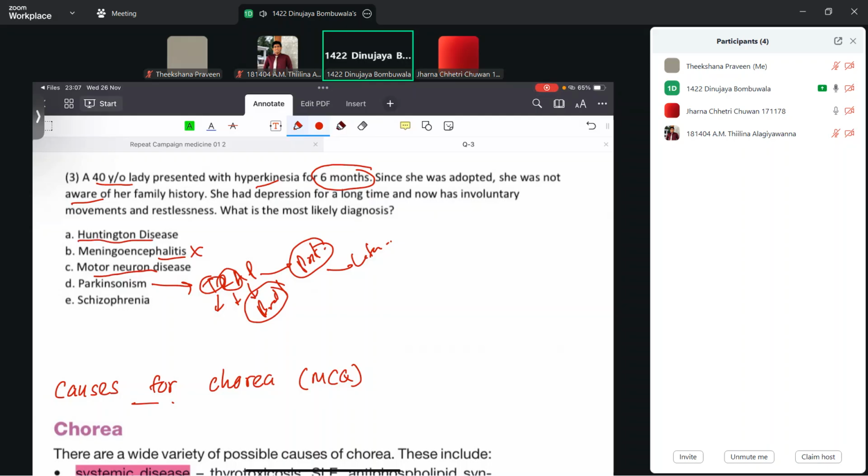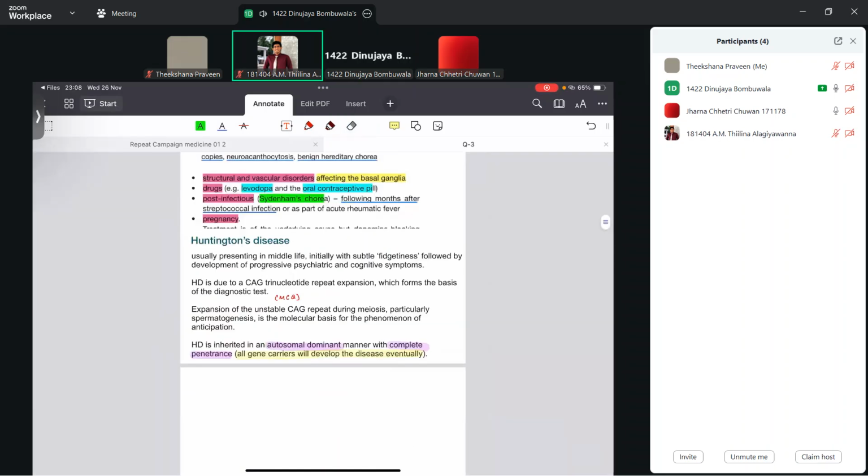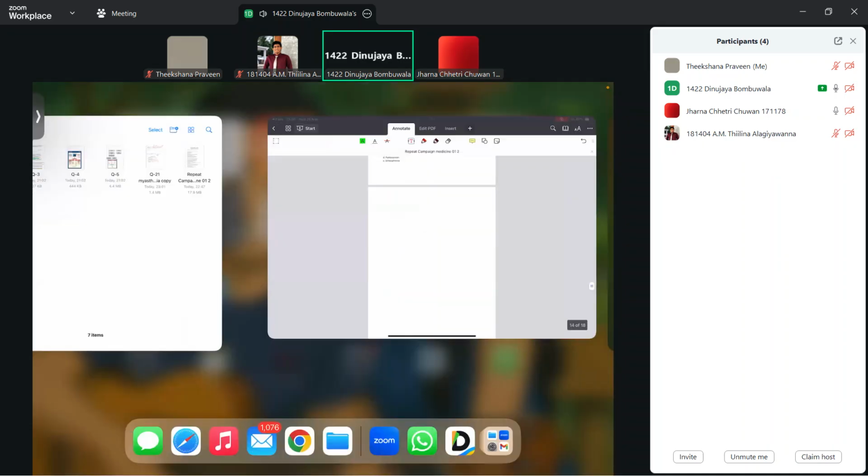It occurs more towards the 40s, 50s, and it is autosomal dominant in inheritance. So if a question like this comes and we are not sure, we can't get the answer straightforwardly and we have not much information, we can go like this by excluding each and every option.